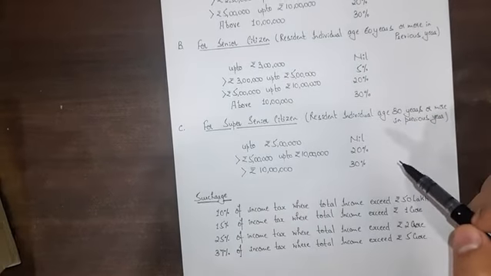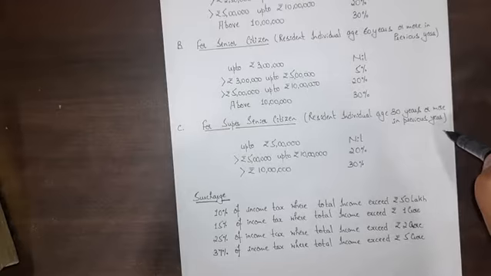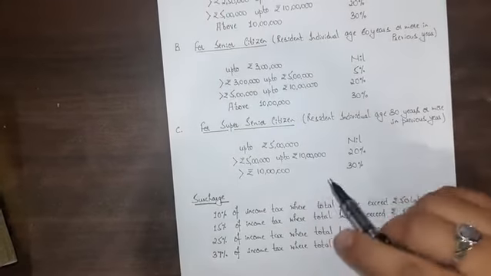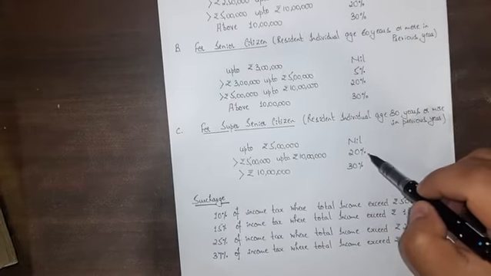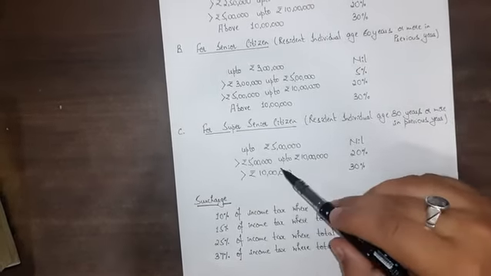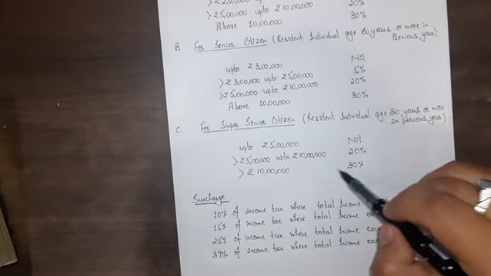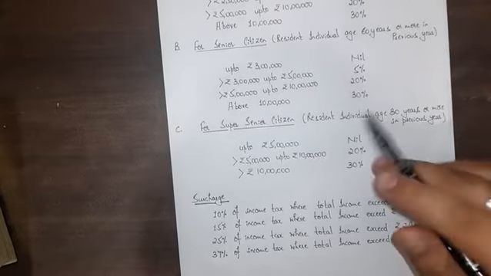Another subcategory which falls here is the super senior citizens. What is a super senior citizen? Resident individual age 80 years or more in the previous year. For income up to 5 lakh of a super senior citizen, he'll be taxed at nil rate. Then income greater than 5 lakh up to 10 lakh, he'll be taxed at 20%, and income greater than 10 lakh, he'll be taxed at 30%.